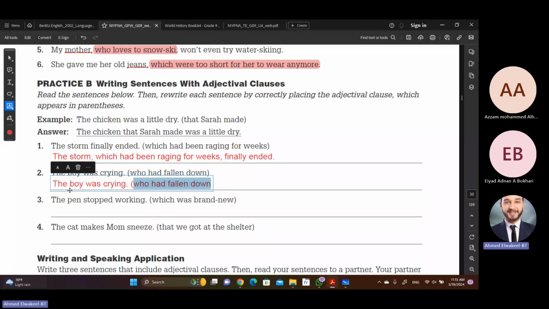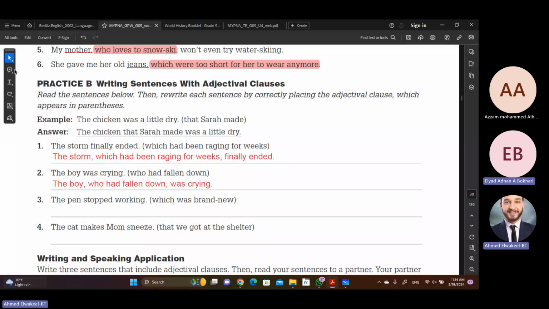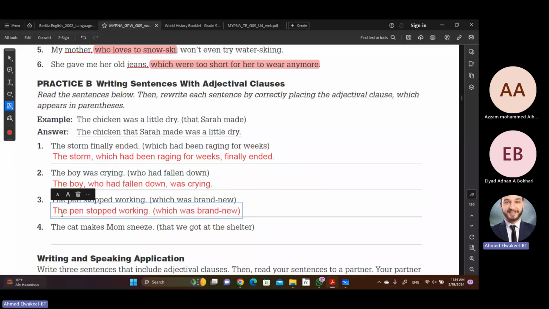Nice. Take the relative clause directly after the noun it modifies, and bingo. The boy who had fallen down was crying. Number three: the pen which was brand new stopped working. The pen, comma, which was brand new, comma, stopped working.